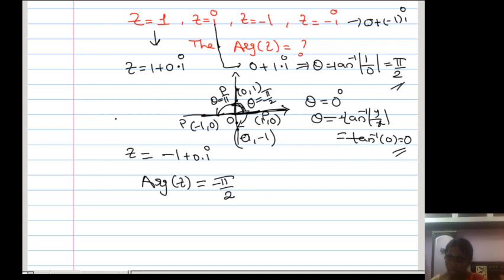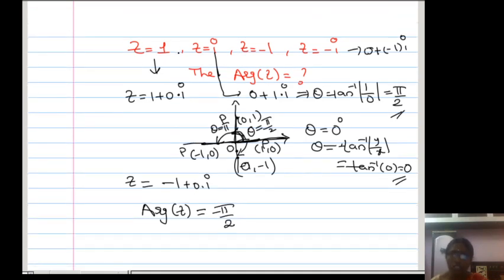So what are my answers here? If z is equal to 1, it means 0 degrees. If z is equal to i, it means pi by 2. If z is equal to -1, a negative real number, the argument of z is pi. In this case, the argument of z is pi.